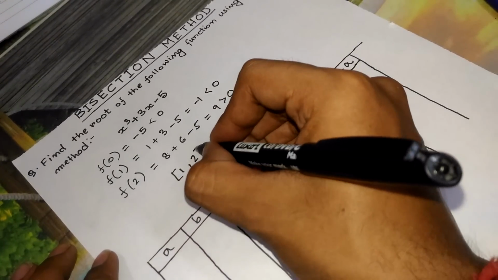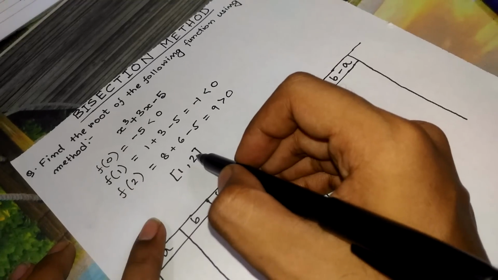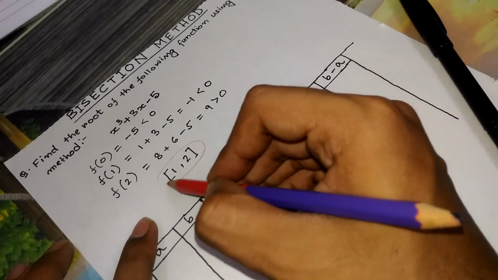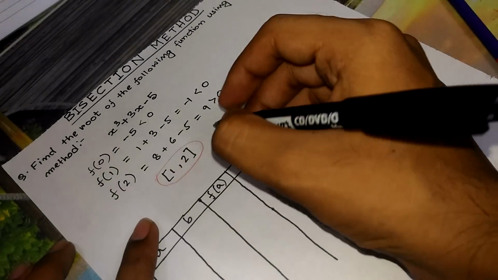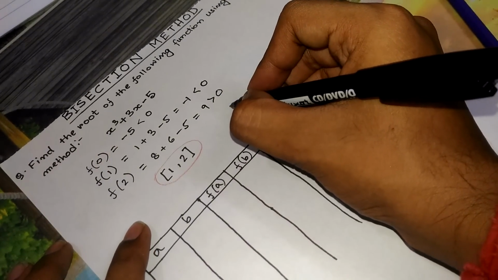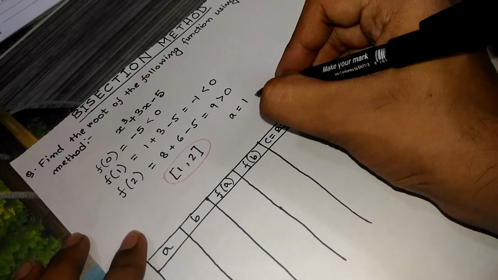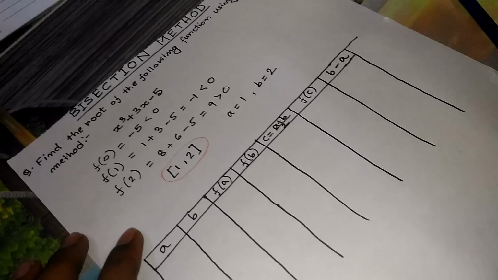so our root will lie in the interval [1, 2]. That's a closed interval. We need to keep this in mind: the interval must be closed. So here a equals 1 and b equals 2.